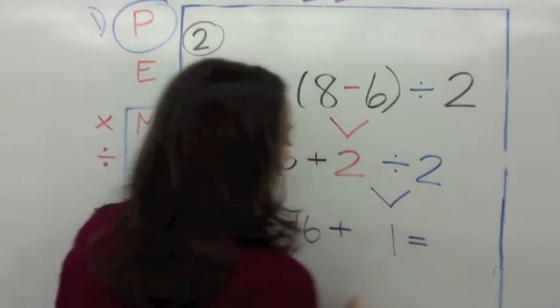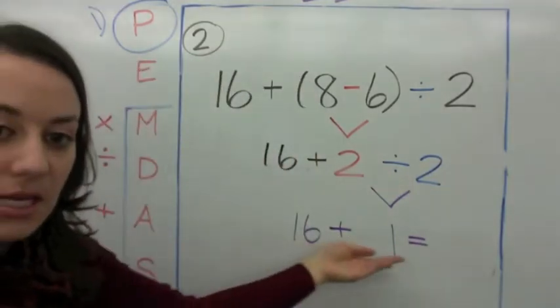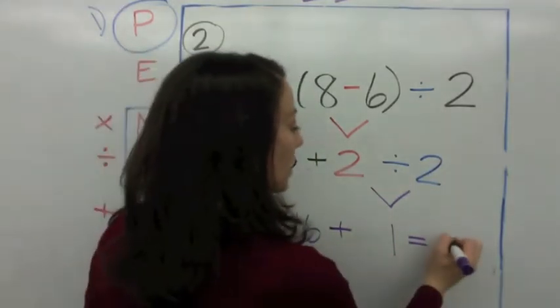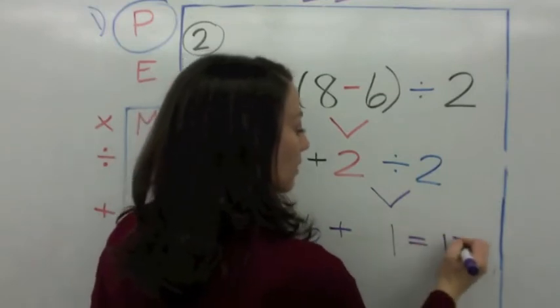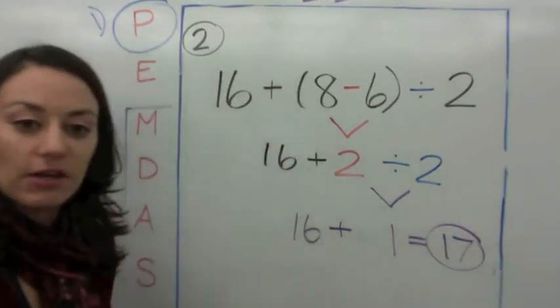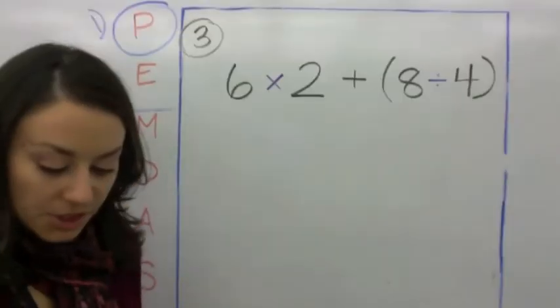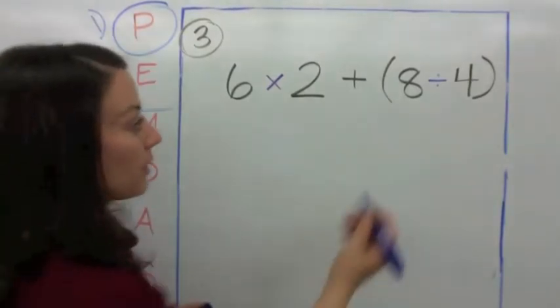So now this becomes pretty simple because we're doing what is 16 plus 1? Count up. 17. Very good. Get that down. Okay, so let's go ahead and read example 3 together.